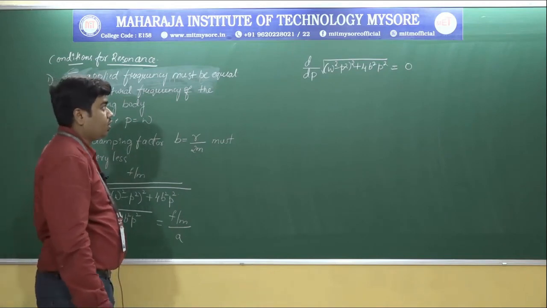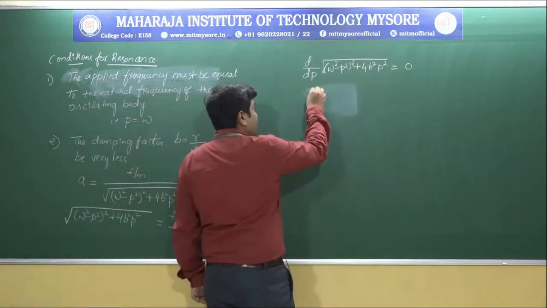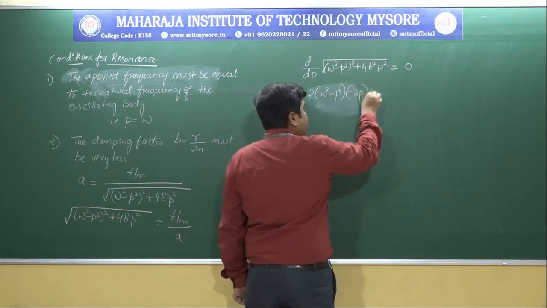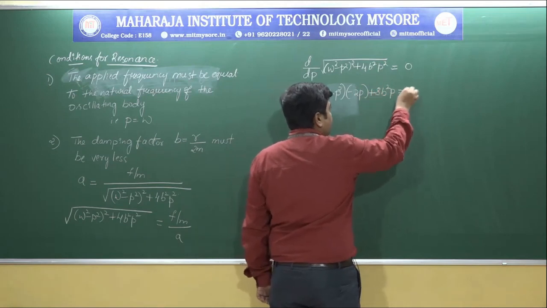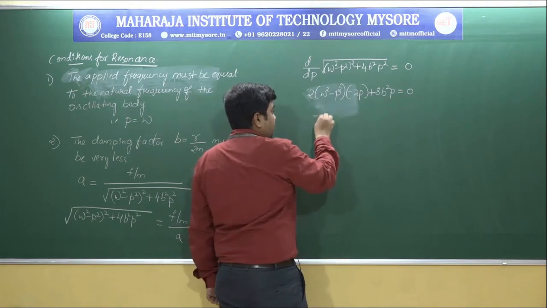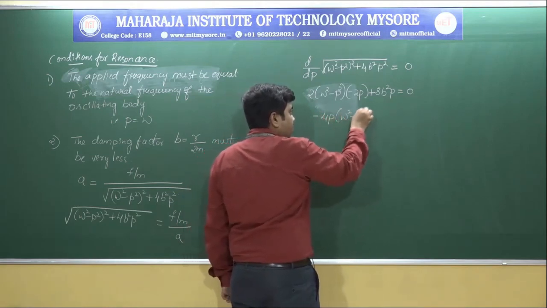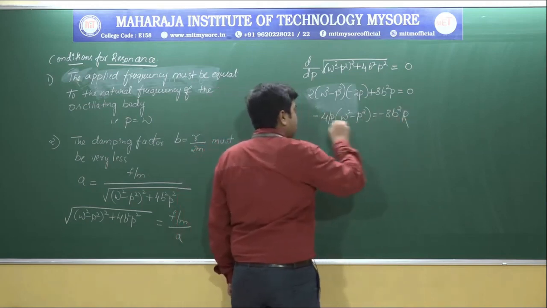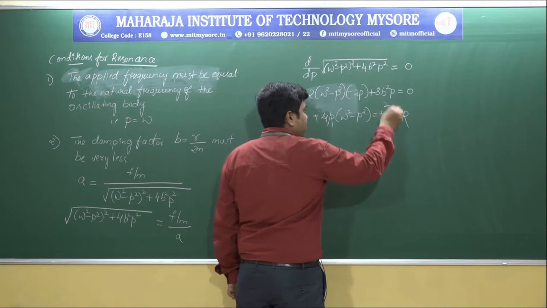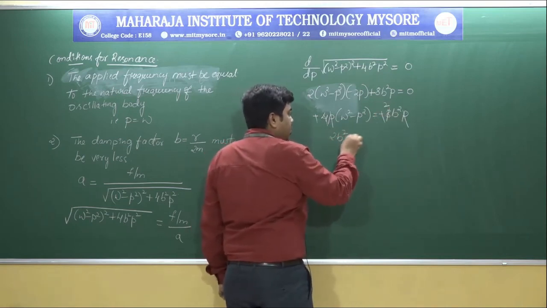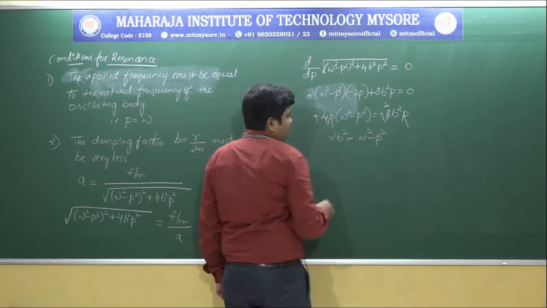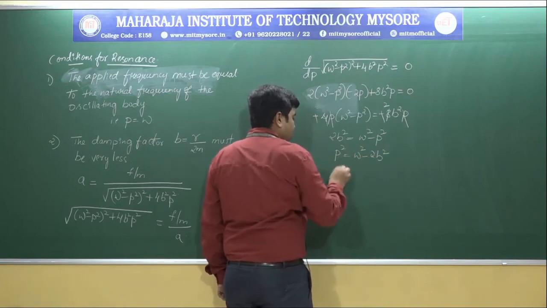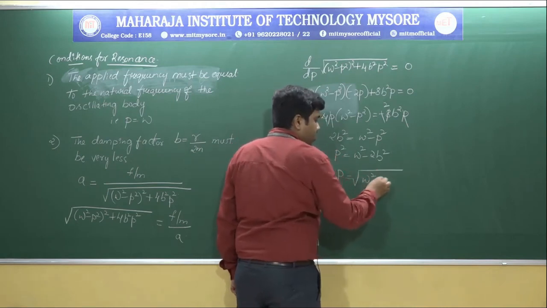Now, we have to differentiate the left hand term. So, we can write 2 into (omega square minus p square) into (minus 2p) plus 8b square p is equal to 0. We will just rearrange it. This becomes minus 4p into (omega square minus p square) is equal to minus 8b square p. So, p gets cancelled, negative sign cancels, and 8 by 4 is 2. So, we are left with 2b square is equal to omega square minus p square, or p square is equal to omega square minus 2b square, or p is equal to square root of omega square minus 2b square.